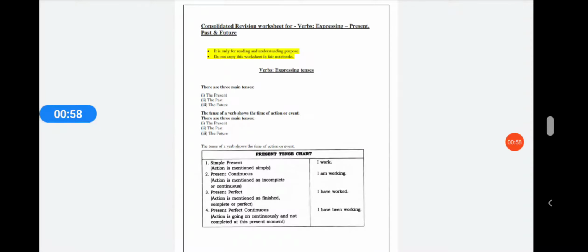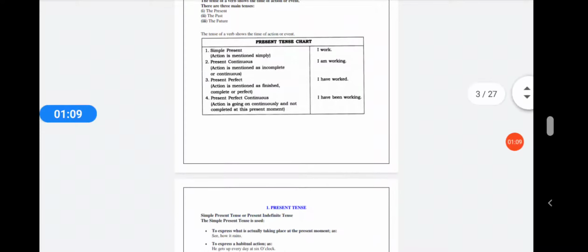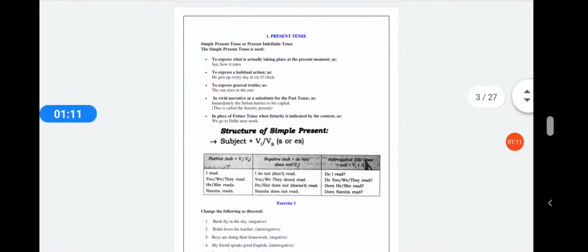What everything we have studied: present tense, past tense, and as well as future tense. All three of the tenses are here, and from here you can just understand what the formulas are. Like here, the first formula given is the structure of simple present. So they have given how you form the structure of a simple present tense sentence. You add a subject plus verb plus s or es.